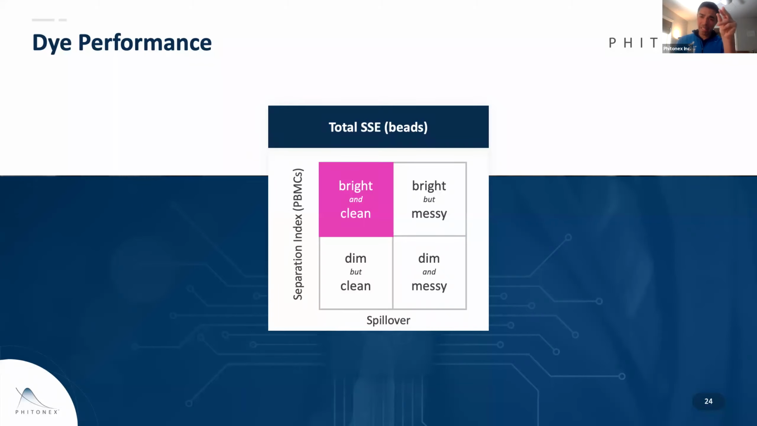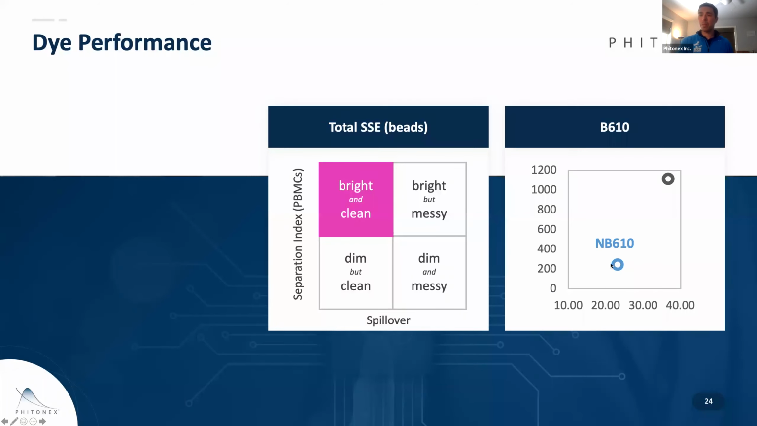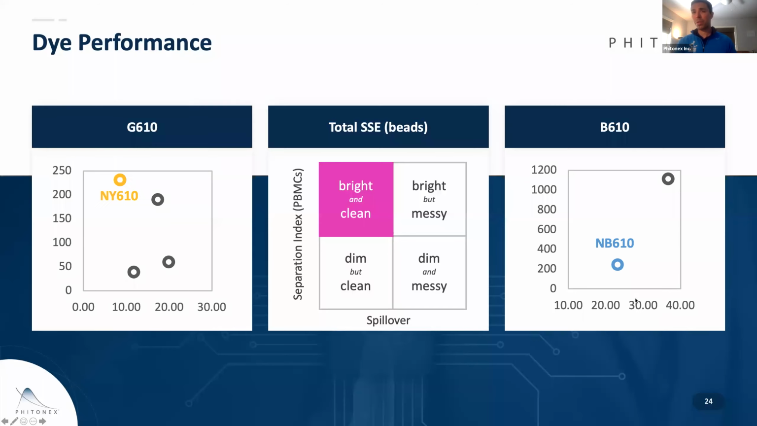That's really where that fits. Easy to analyze data, easy to interpret. So NovaBlue is dim, but it's incredibly clean. And this is dim relative to what's out there, but as I'll show you, you can actually tune the brightness up on that. Regardless, it can be used together with a set of fluorophores, whereas NovaYellow 610 really fits in as both a bright and clean component.